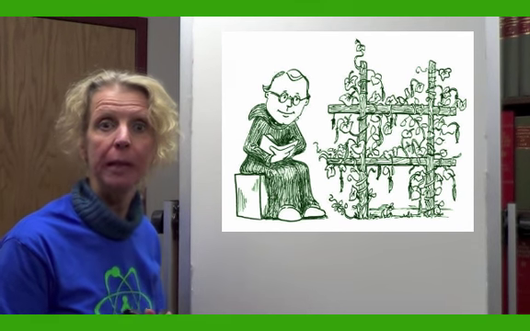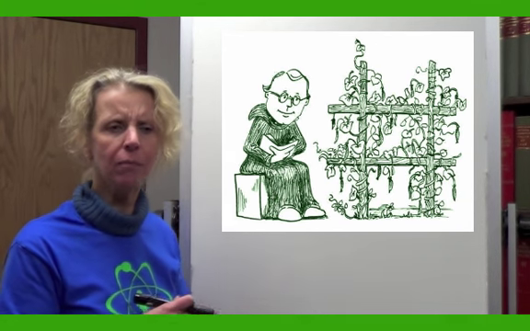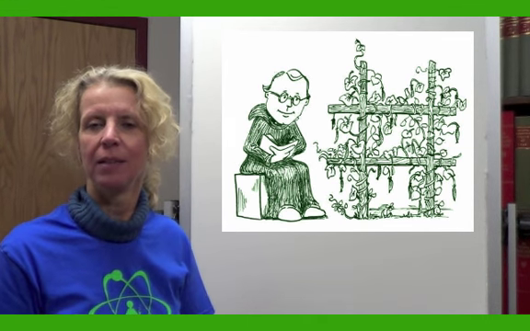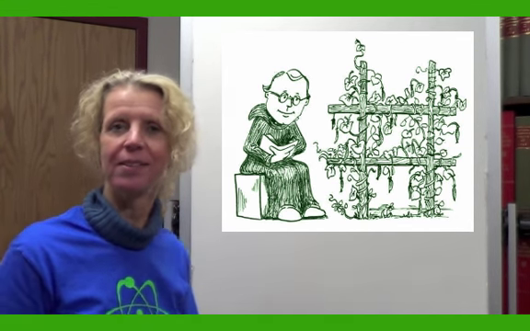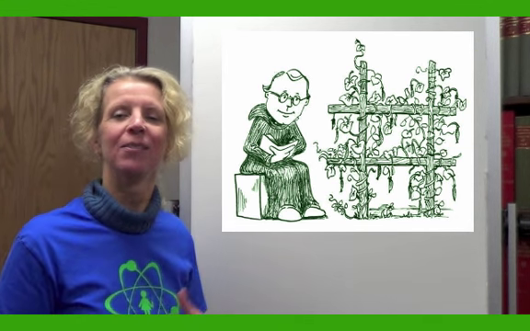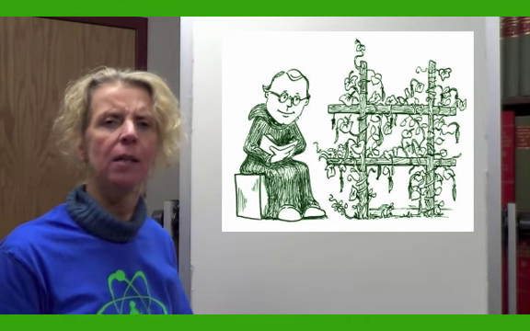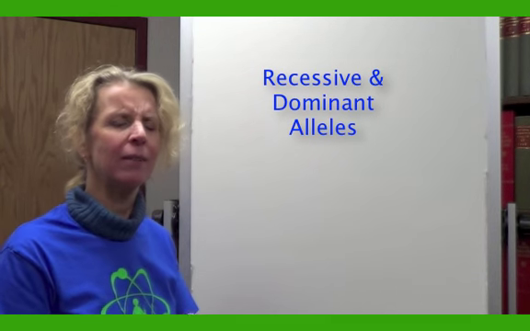Okay, so the first thing that Mendel discovered when he was busy crossing peas in the greenhouses in the monastery. He was playing with peas, trying to see what would happen if he cross-pollinated these peas, and he came up with a few things. The first one was the concept of recessive and dominant alleles.